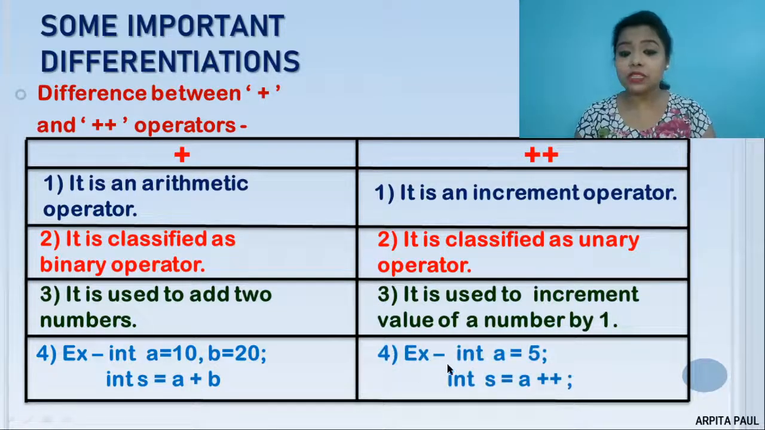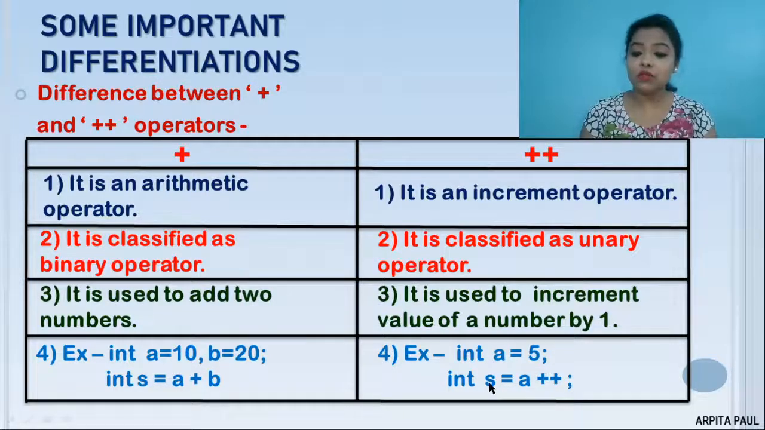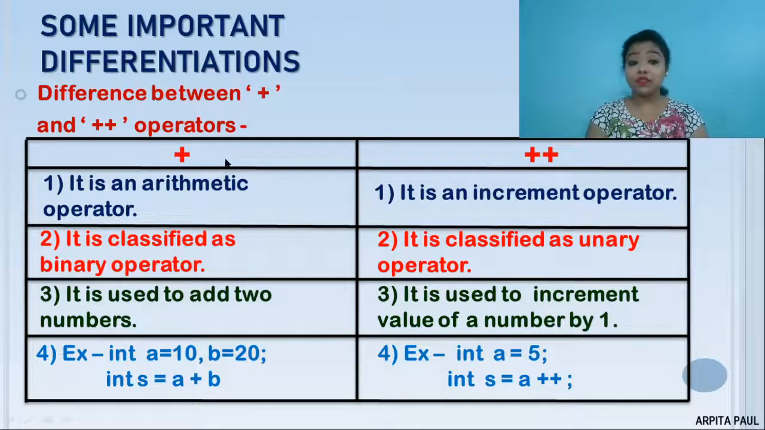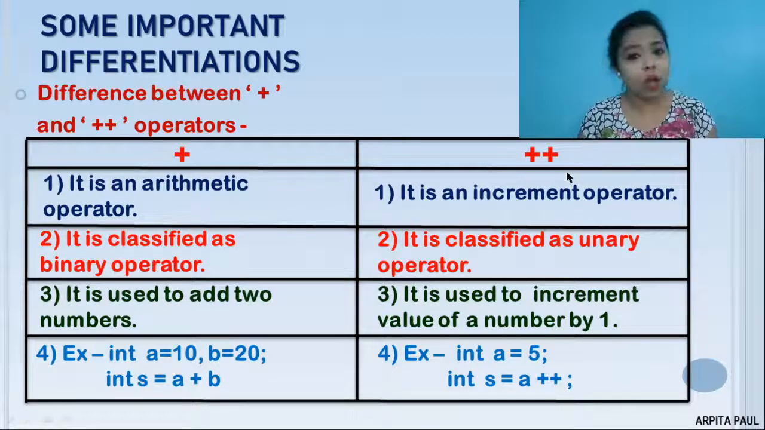Whereas for plus plus we write int a = 5. So the value 5 is assigned to the variable a, and we are writing int s = a++. That means the value of a will be incremented once, so the value of a will be 6 now. So the value of s will be assigned as 6. So this is the basic difference between plus and plus plus operator.